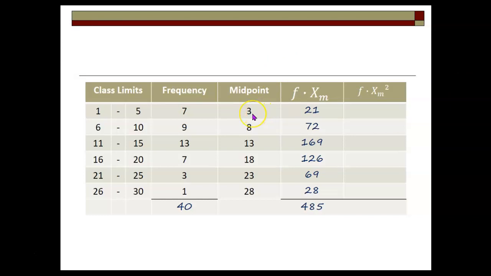7 times 3 squared, that is 7 times 9, should be 63. Notice we're not taking the 21 and squaring that. We're taking the 7 times, and then the 3 gets squared. So 7 times 3 squared, 7 times 9, is 63. Now for the next one, it's 9 times 8 squared.